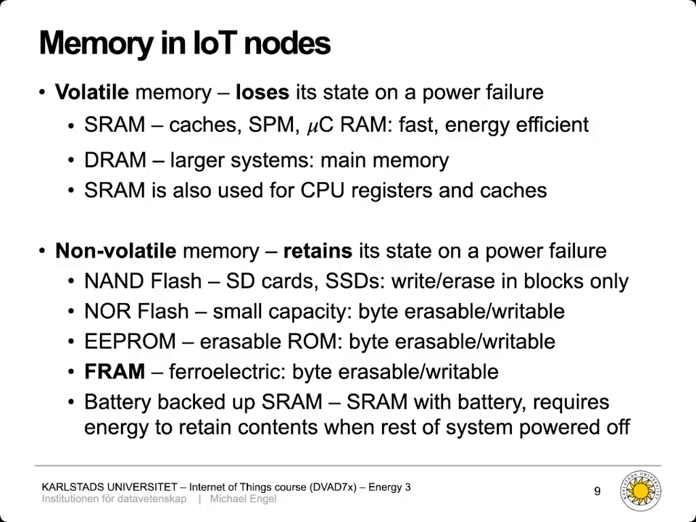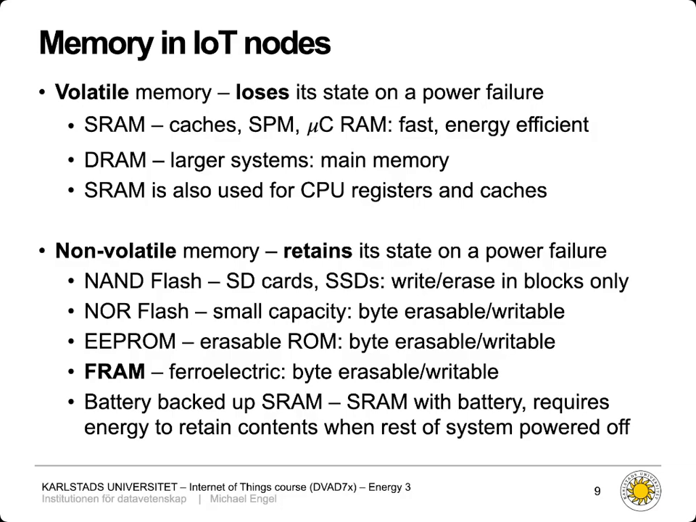So let's quickly talk about memory in IoT nodes. We've already talked about volatile and non-volatile memory. As the name says, volatile memory loses its state when power fails, so it loses its contents. That does not necessarily mean it's all reset to 0. Especially DRAMs are reset to some random pattern after they get power again. So that's why you usually need to run a memory test and clear the memory when you power up a computer or after reset. We've already seen different kinds of RAMs.